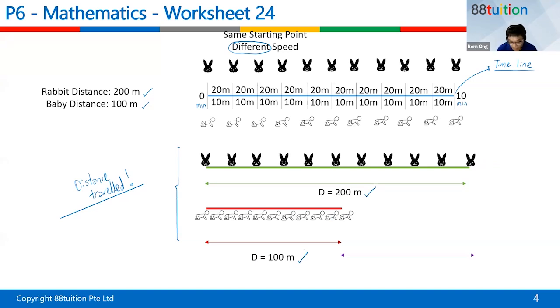So here comes the question. The rabbit is 10 meters per minute faster than the baby. Is that true? Yes. Up here, it's actually 20 meters per minute for the rabbit, and the baby is 10 meters per minute. Is it true that the rabbit is 10 meters per minute more than the baby? Yes. That's why it's able to reach a further destination.